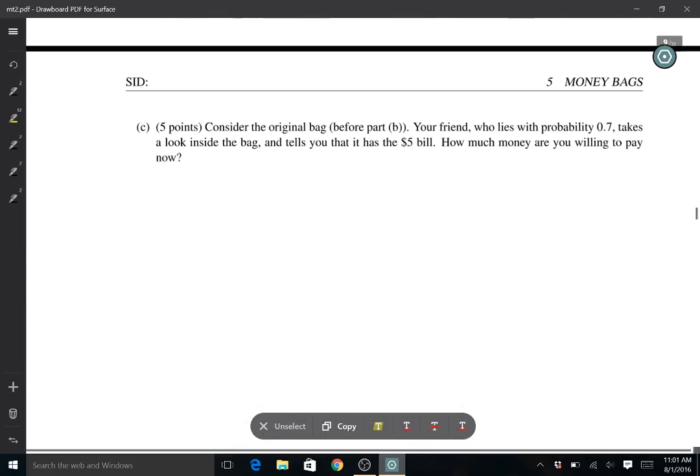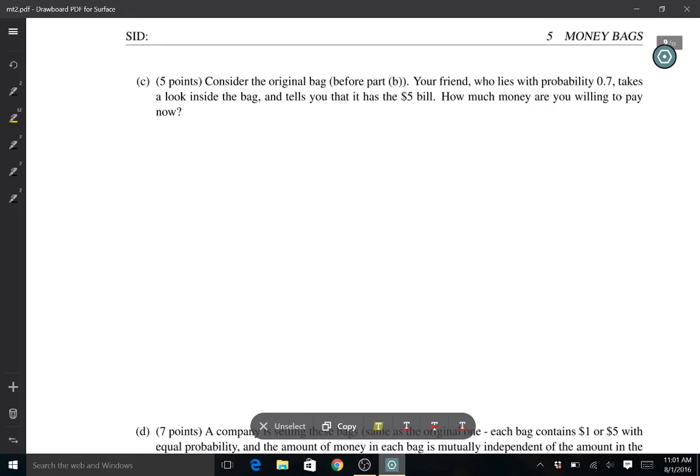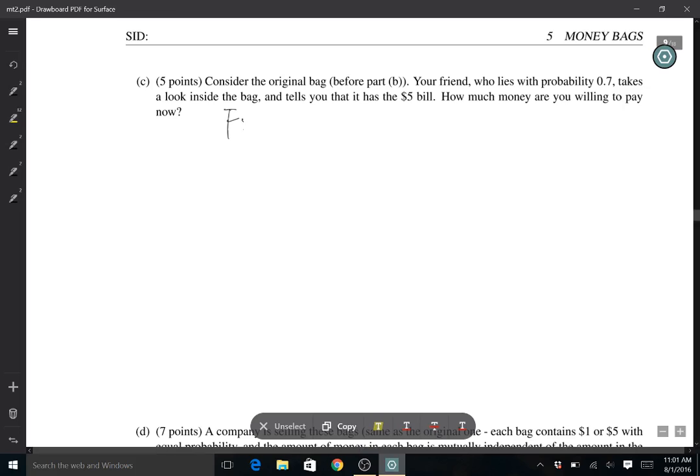Okay. So for part C, your friend lies with probability 0.7, and your friend says it's a $5 bill. So how much are you willing to pay now? So how much are you going to get from the bag now? So let's denote F to be the event that the friend says it's $5, and A, B, it's actually $5.